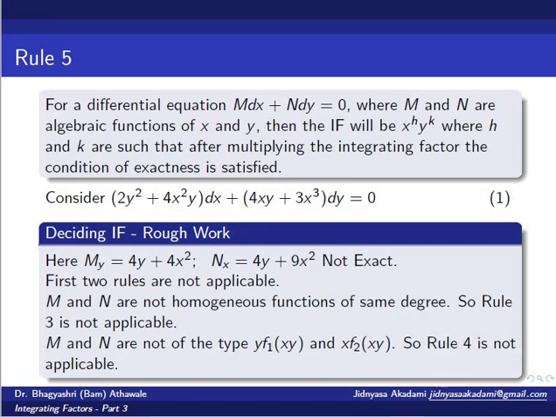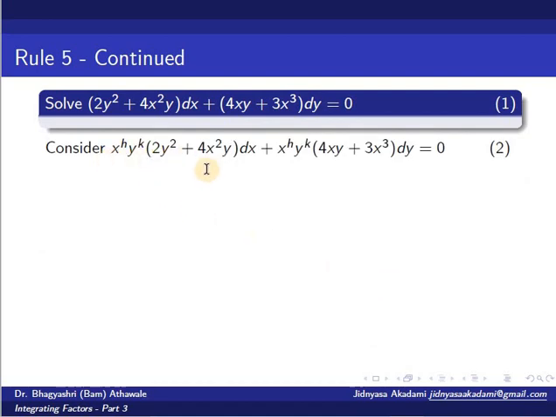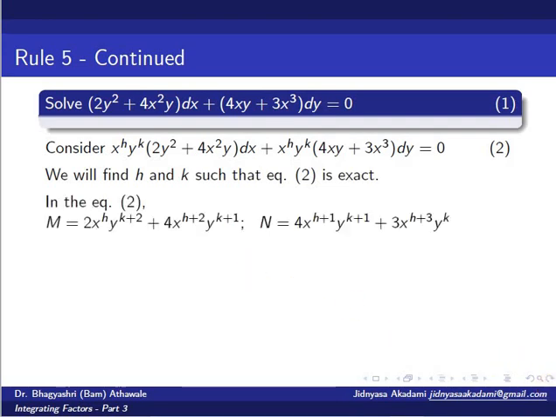So for such a differential equation, let us check whether x raised to h y raised to k can be an integrating factor or not. Multiply the equation by x raised to h y raised to k. So multiplying it, M is now 2 into x raised to h y raised to k plus 2 plus 4 into x raised to h plus 2 y raised to k plus 1, and N is 4 into x raised to h plus 1 y raised to k plus 1 plus 3 into x raised to h plus 3 y raised to k. These are my M and N.